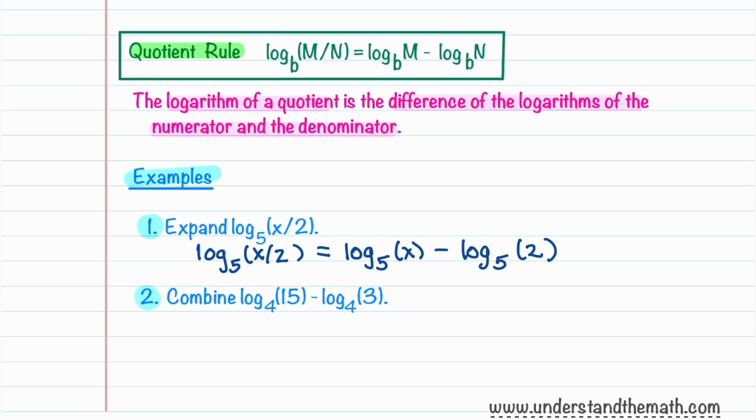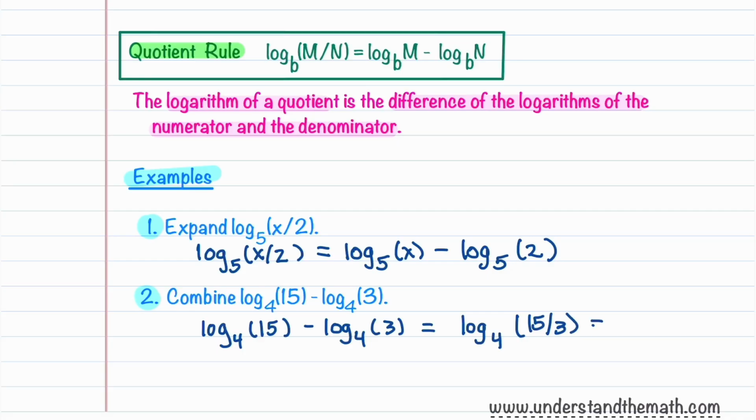Let's now go the other way and let's combine two logs. They both have the same base, so we can combine them. They are subtracted, so when we combine them, we're going to have to divide the 15 and the 3. We have log base 4 of 15 minus log base 4 of 3. And this is going to be log base 4 of 15 divided by 3, which we can simplify to 5. So our answer is just log base 4 of 5.